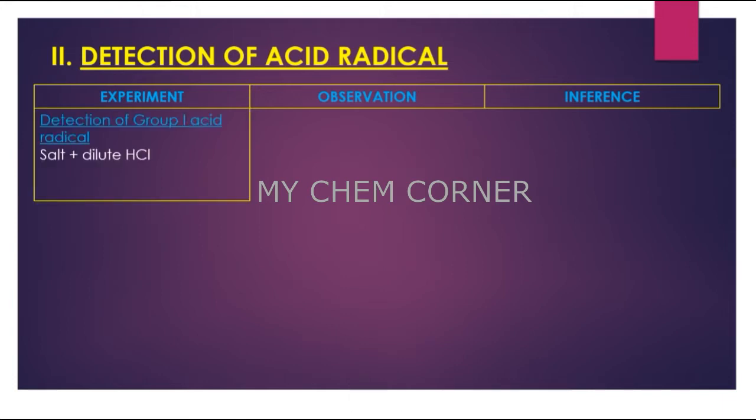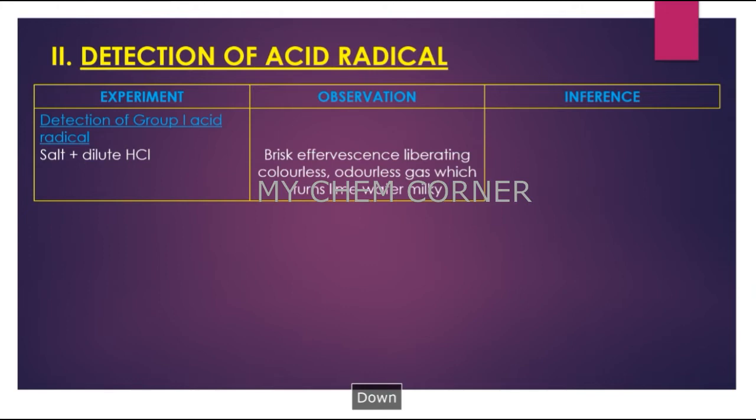Now we are going to start with detecting group 1 acid radical. So for group 1 acid radical, what are the reagents you are going to add? You take a little bit of salt, probably a pinch of salt, and you're going to add dilute HCl to it. If your salt has a radical from group 1, then you should have this particular observation, which is brisk effervescence. Now what do you mean by brisk effervescence?